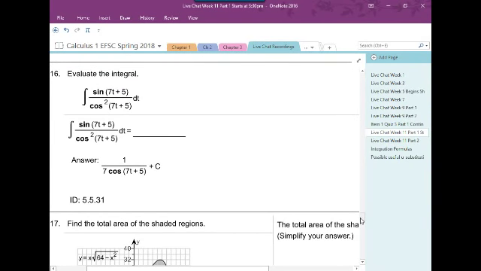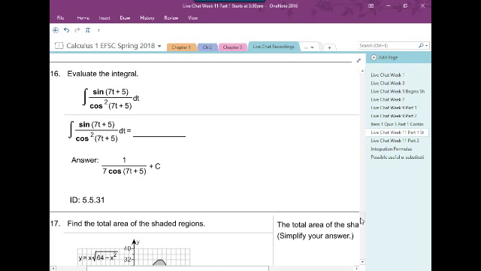Evaluate the integral, and we're given the integral of sine of 7t plus 5 over cosine squared of 7t plus 5. Okay, so there are a couple of different options for working this problem. Clearly, since we don't have a quotient rule, we can't just fit this to a pattern. You can look through the integration formulas, but this definitely doesn't fit any patterns.